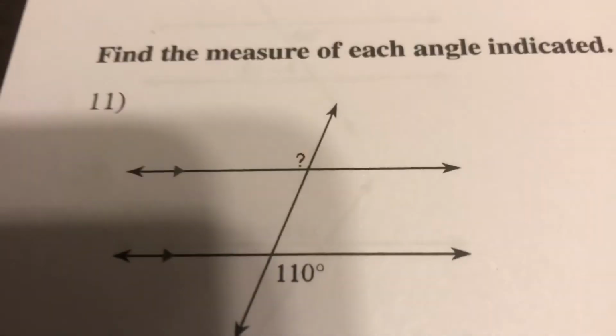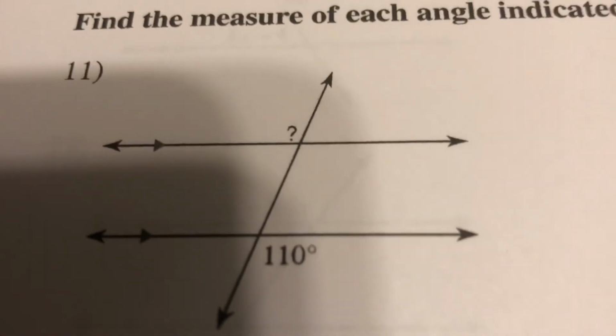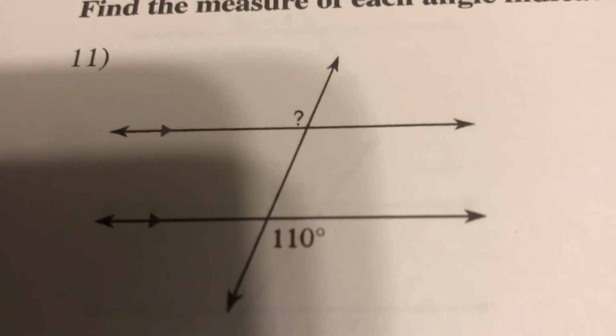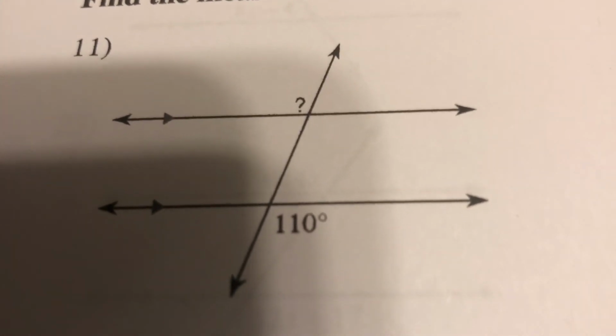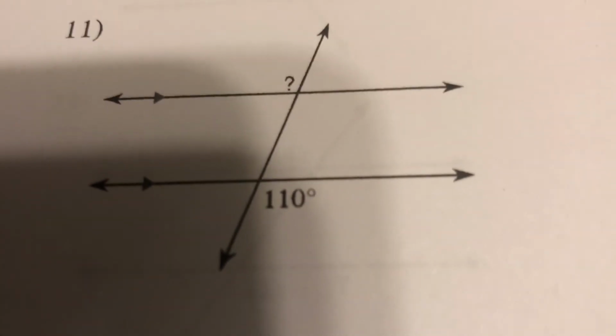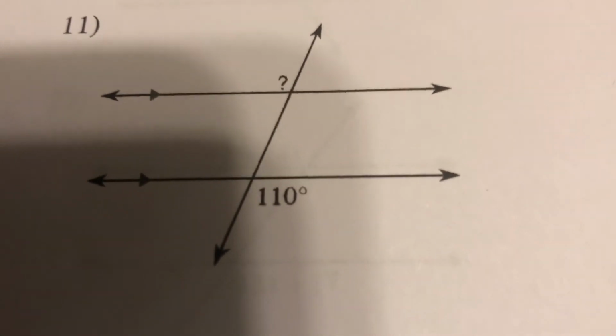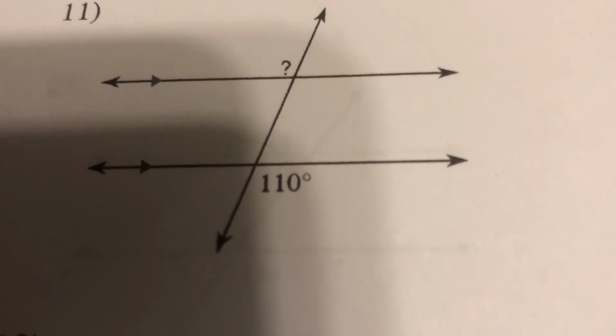And what we're going to be doing today is we're still working with angles and those parallel lines, but today we're going to talk about angle measurement with those parallel lines and that transversal. And in particular, finding missing angle measurements using those things that we know about those angles.